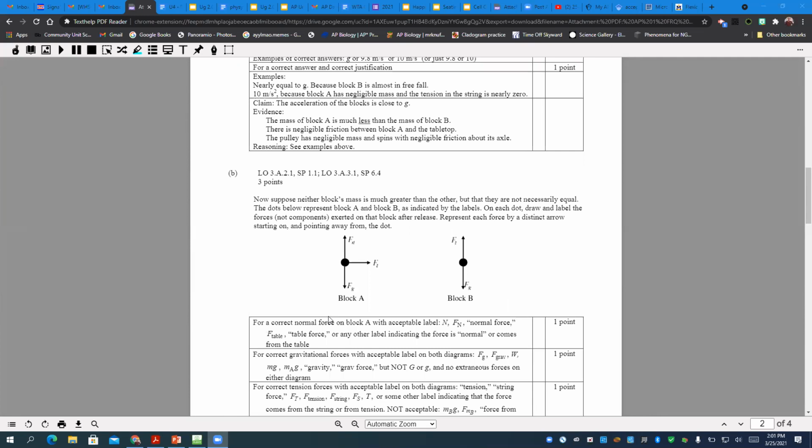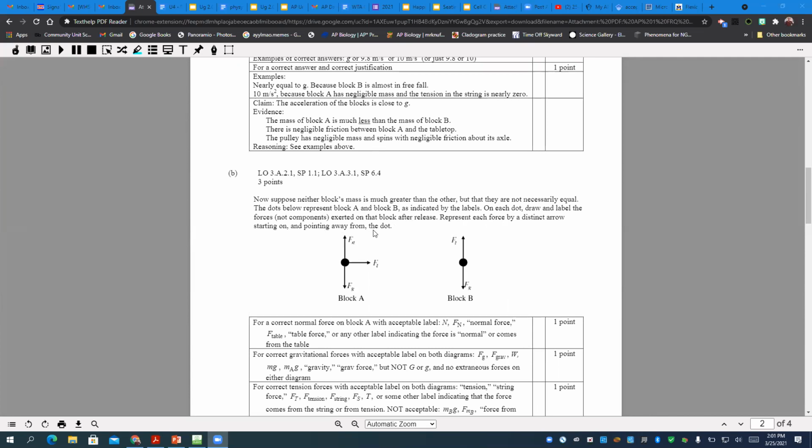Okay, then I'm going to do part B. Now suppose neither block's mass is much greater than the others, but they are not necessarily equal. The dots below represent block A and block B, as indicated with the labels. On each dot, draw and label the forces, not components, exerted on the block after release. Represent each force by a distinct arrow starting on and pointing away from the dot.